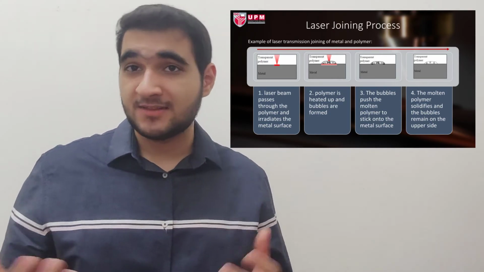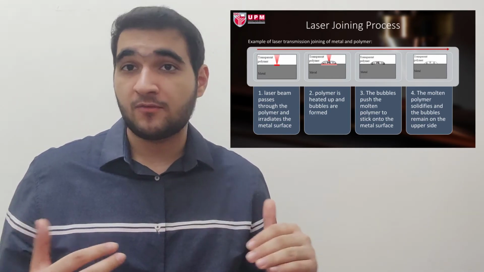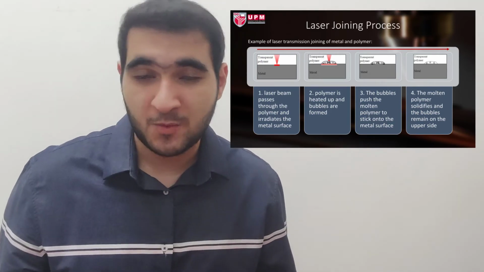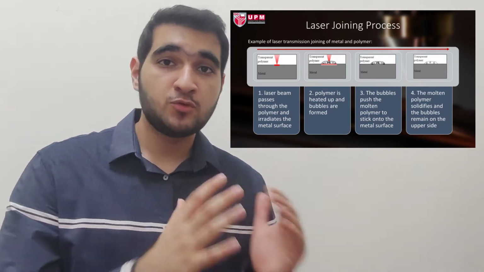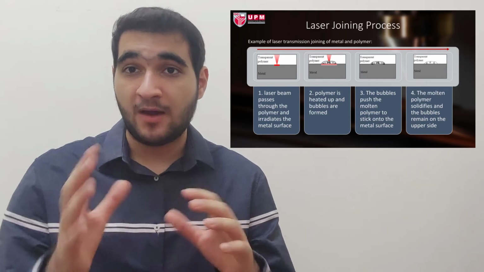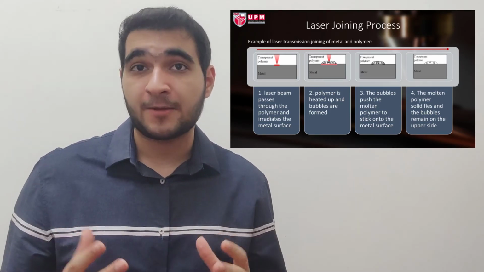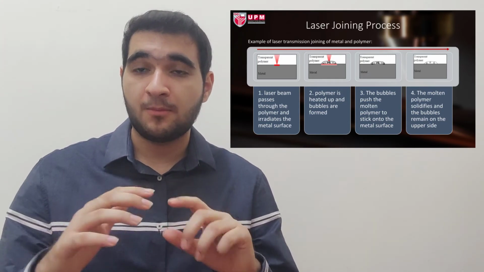What will happen is, at this point, we're actually kind of done with the laser. Once the polymer has completely covered the metallic surface, the laser shuts down as we no longer need it anymore. It's done its job. Now, because the room temperature is much cooler than the temperature surrounding the two materials, the molten polymer starts to solidify. And once it does that, the bubbles remain on the upper side.